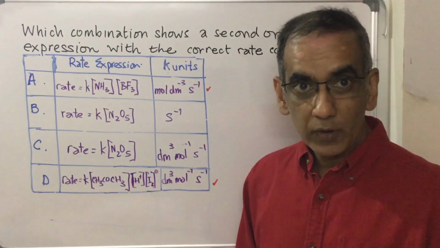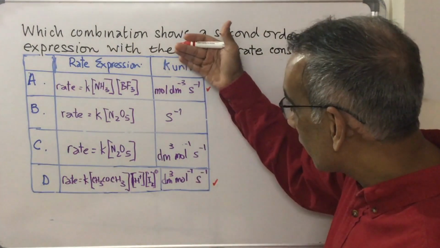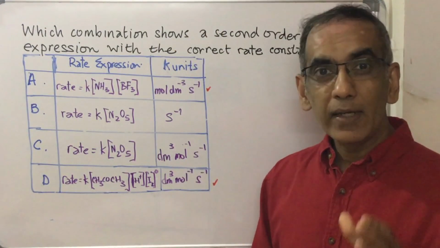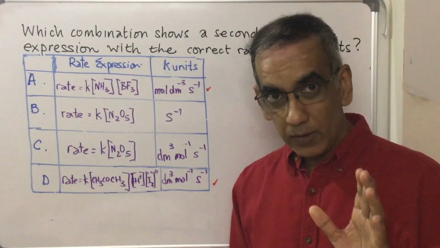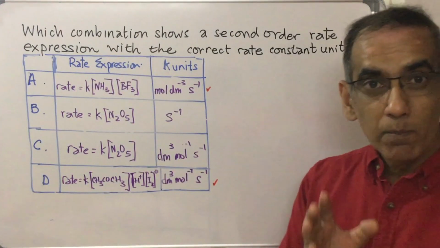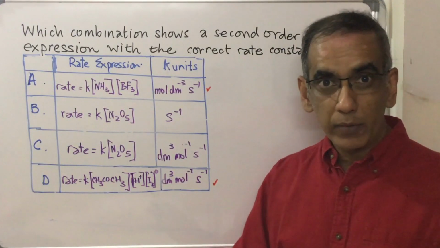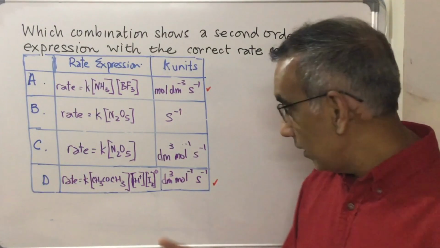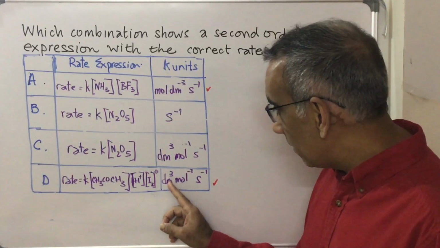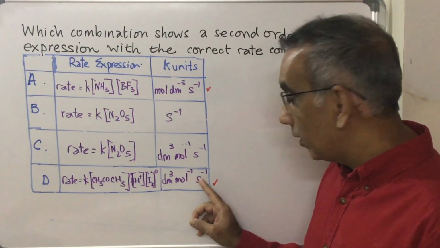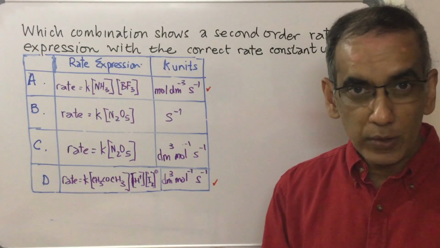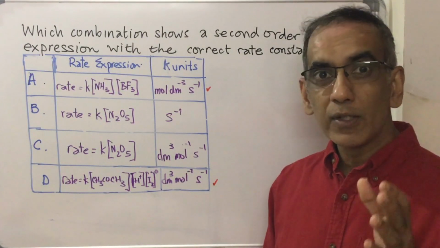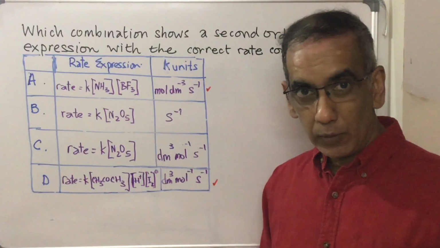The second part of the question, of course, requires us to have the right units for K. And figuring that out is going to allow us to separate A from D. To do it, you could, of course, memorize the units for a second order reaction. And if you memorize it, you would know that it's this, dm cubed per mole per second. But I don't want you to have to memorize that information. So let's quickly take a look at how to derive the units of a second order reaction.